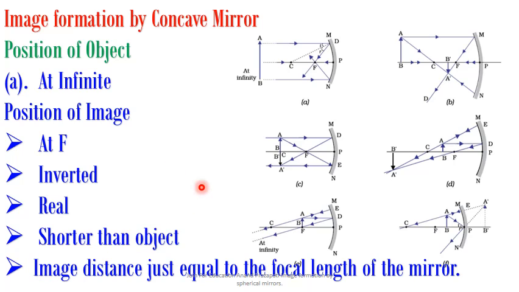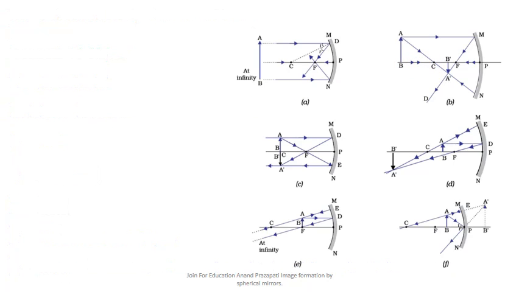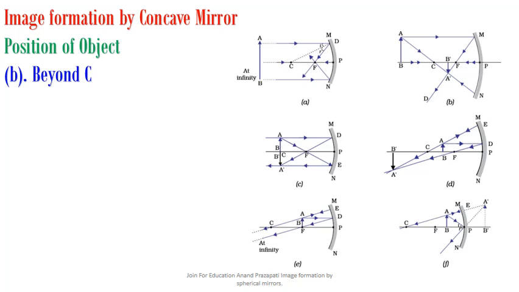Now consider the position of the image when the object is placed between C and infinity, or beyond C. When the position of the object is beyond C, the position of the image will be between C and F. Nature of the image will be inverted and real. Size of the image will be shorter than the size of the object, and the image distance will be greater than the focal length but less than the radius of curvature.